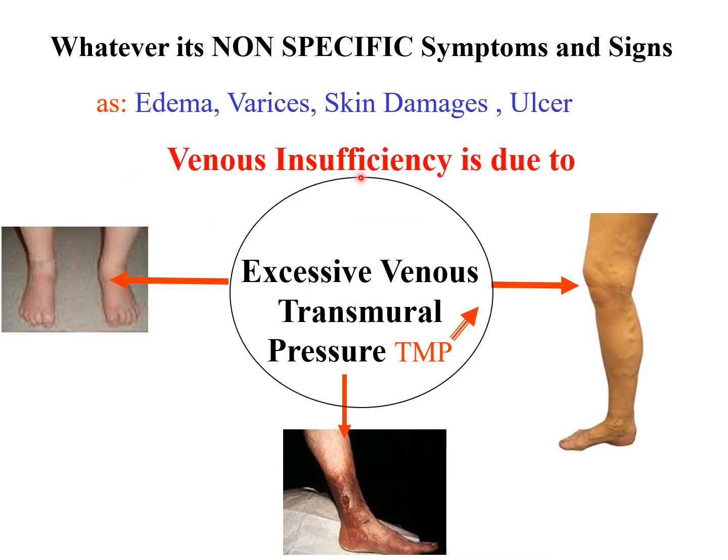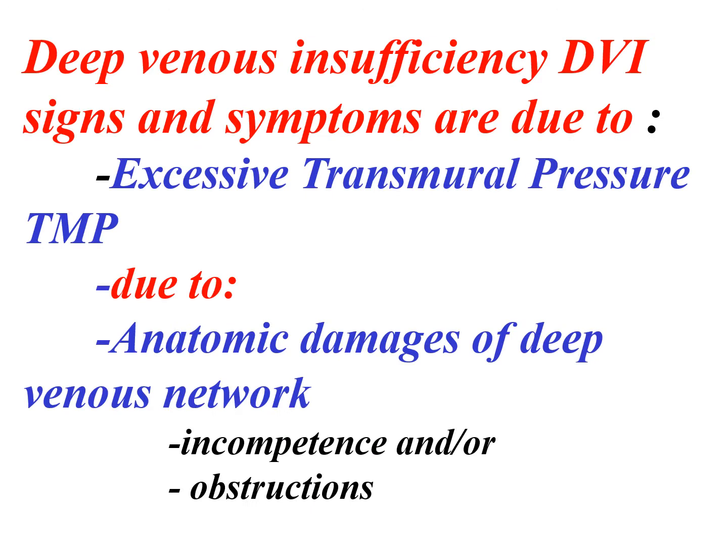The venous insufficiency is due to an excessive transmural pressure, and the signs such as edema, ulcer, and varicose vein are not specific. The insufficiency is due to an excessive transmural pressure, which is due to anatomic damages of the deep venous network. These damages are two: incompetence and/or obstruction.